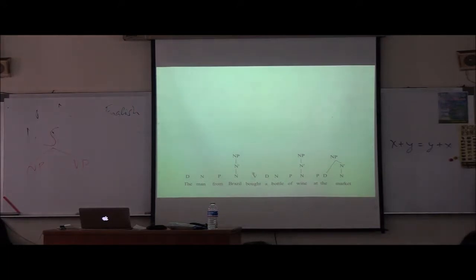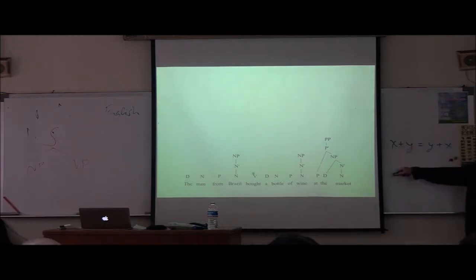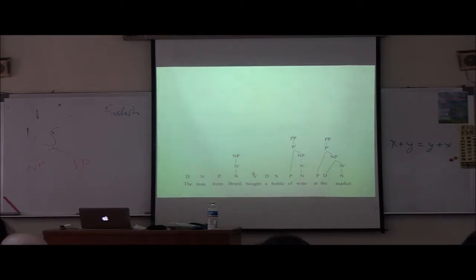Brazil, same as wine. Just an NP consisting of an N. At the market, as we mentioned, objects of verbs and prepositions are complements. So, at the market is a PP, whose head is P, and whose complement is the market, where complement is the daughter of the P bar and the sister of the head. Of wine, same thing. From Brazil, same thing.